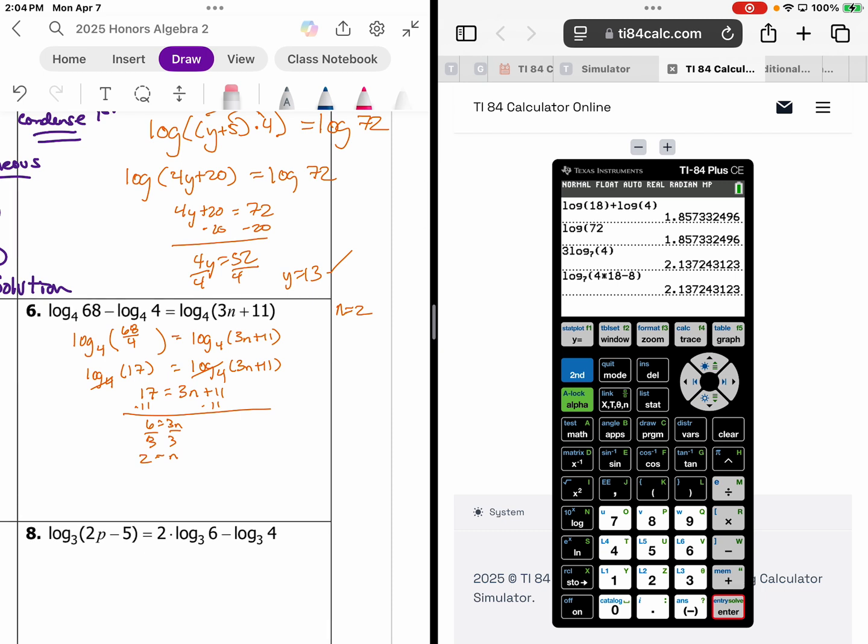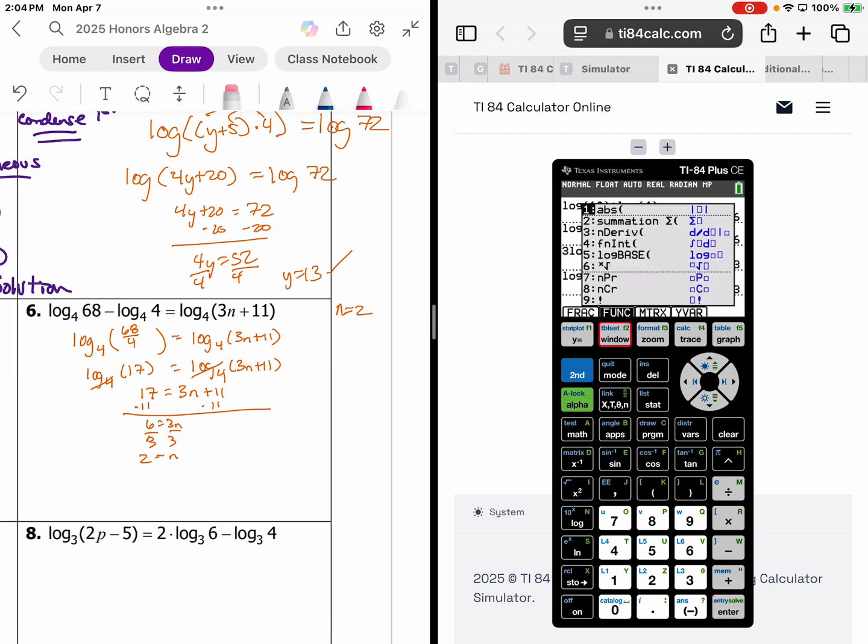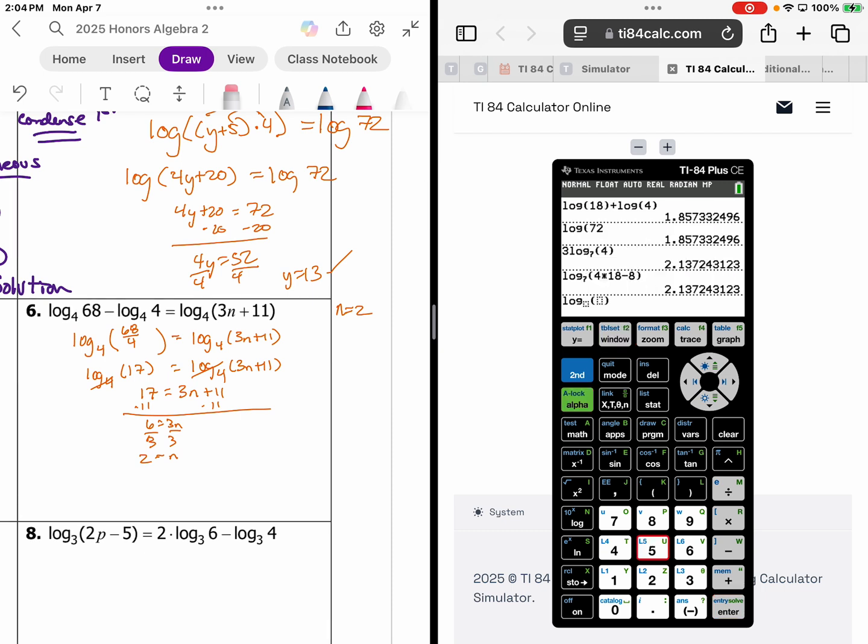So alpha window, option 5, log base 4 of 68. And then minus... Mr. Stevens, you doofus. There we go. Alpha window, option 5, log base 4 of 4. I got to get rid of that extra parenthesis.